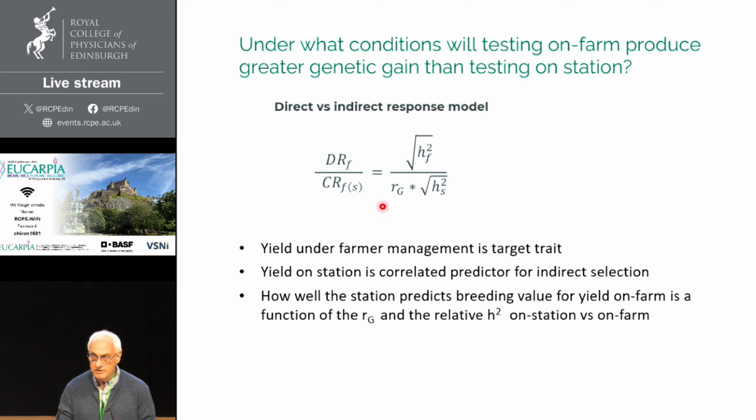So how well the station predicts breeding value on farm is a function of that genetic correlation and the relative heritability on station versus on farm. If accuracy is way better on station than on farm, then even with a relatively low correlation, you would want to select on the research station. There might be other logistical reasons. But if reasonable accuracy can be achieved on farm and that genetic correlation is low, you would expect a substantial advantage to breeding values that are estimated on the farm.